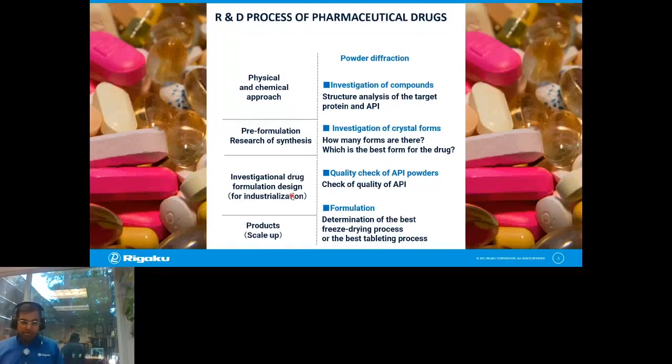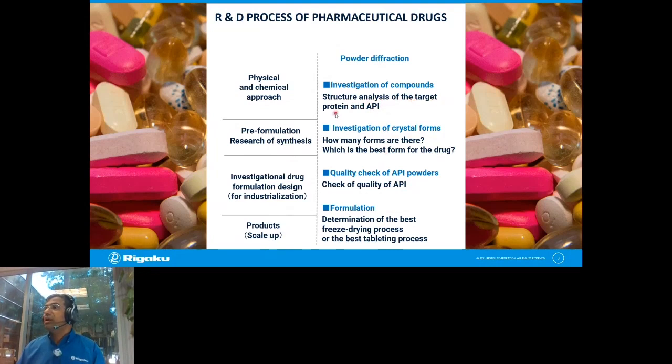So in my view, I'm not a specialist in drug design, but these are four major processes in the drug formulation in the process of manufacturing of the drugs: physical and chemical approach, pre-formulation, investigational drug formulation design, and the products, including the scale-up. The powder diffraction is involved in each of these steps, and hopefully in my talk today, I will try to show you that.